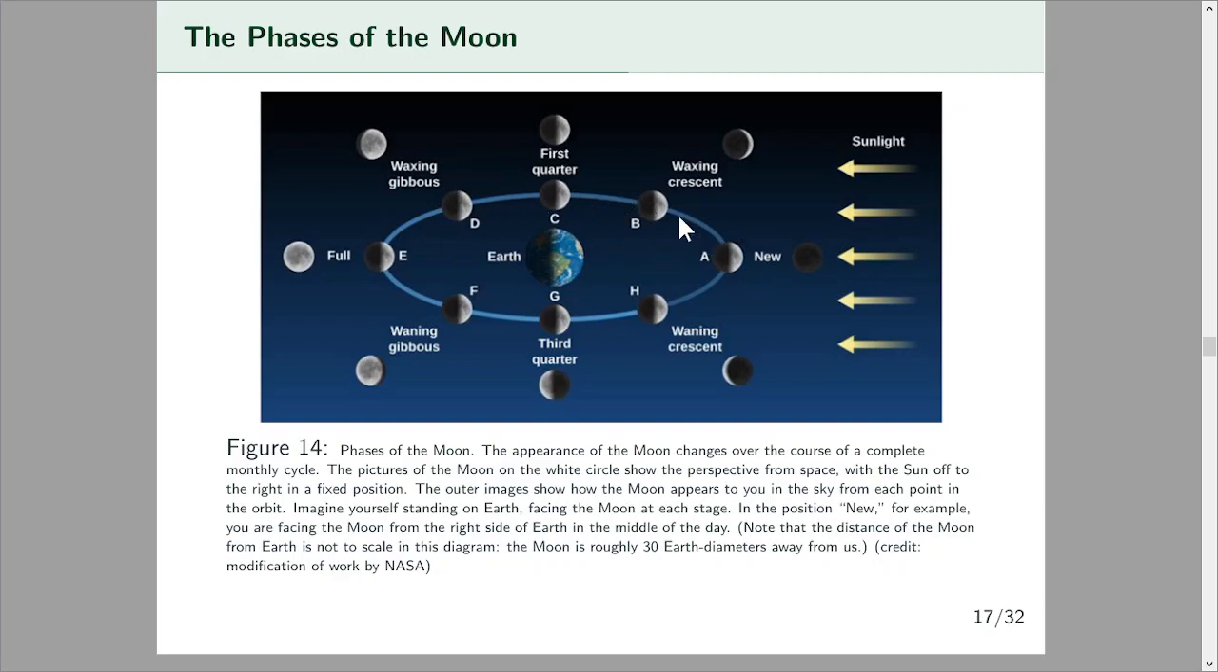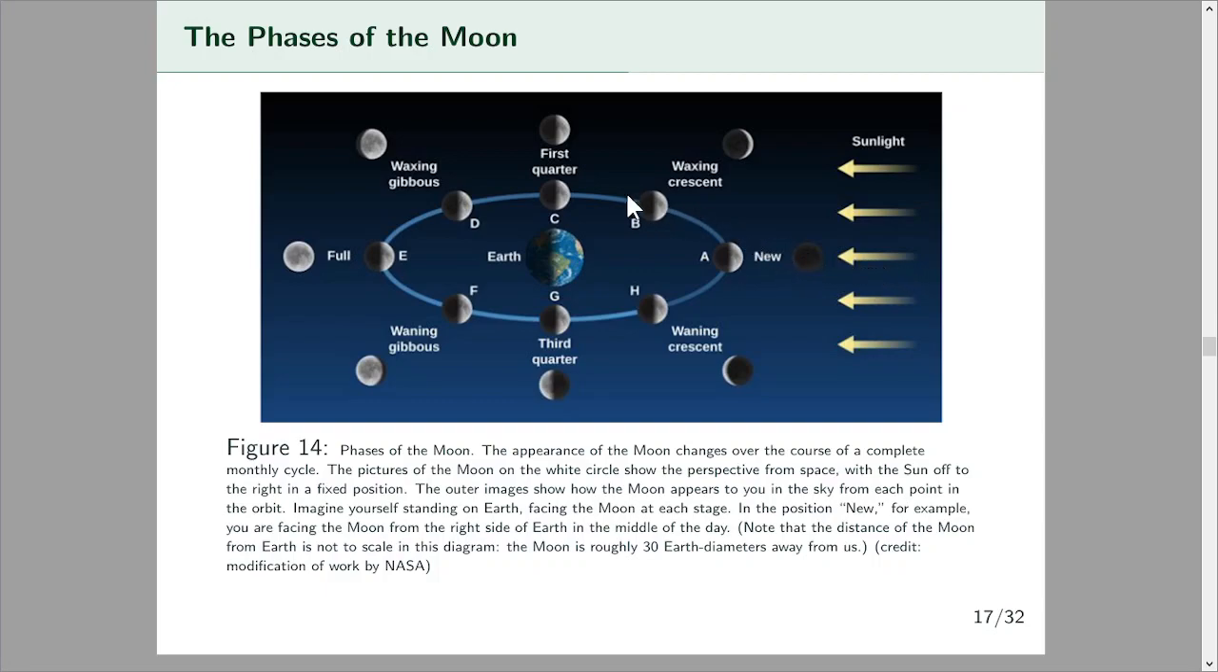So notice, as we look at this picture, that sunlight is shining from the sun, which is very, very far away to the right, way off scale on this. The sun is about 10,000 Earth diameters to the right, or something like that.